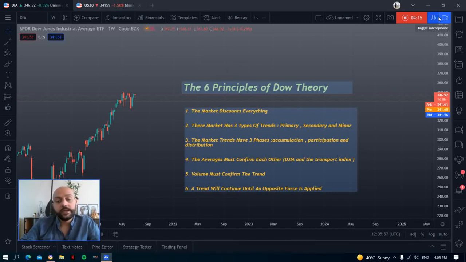The sixth and last point that we're going to talk about: a trend will continue until an opposite force is applied. Now, what does that mean? He believed that for a trend to continue, it doesn't need more news. Let's take an example: an uptrend, so that's a bullish market. It doesn't need more bullish news to keep going. More bullish news will help with the momentum of the trend, but it's not necessary for the trend to continue. As soon as we have some bearish news, which is the force that is applied to that trend, that's where the trend starts to reverse.